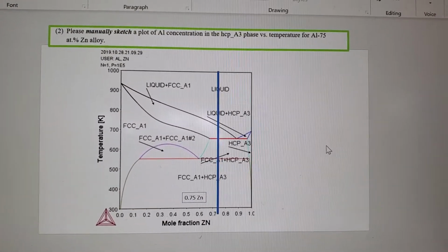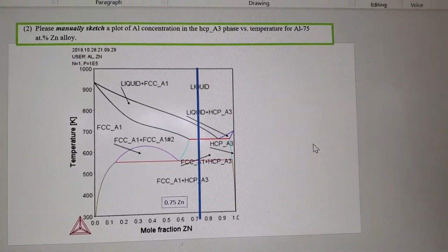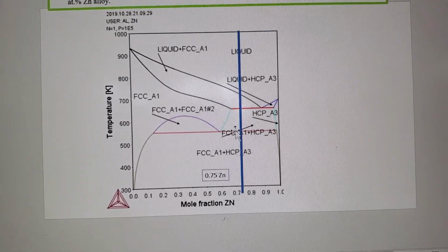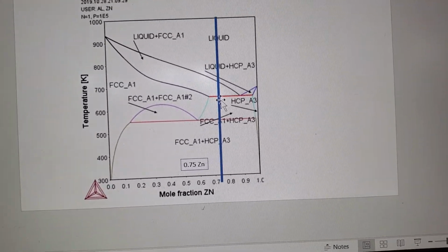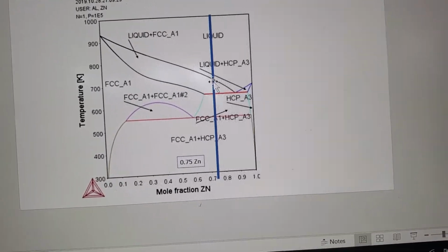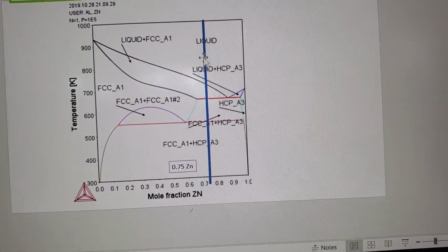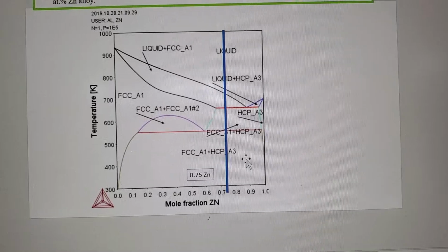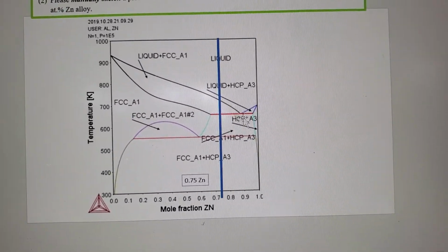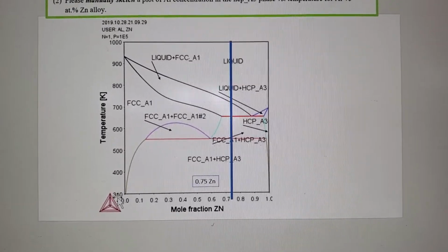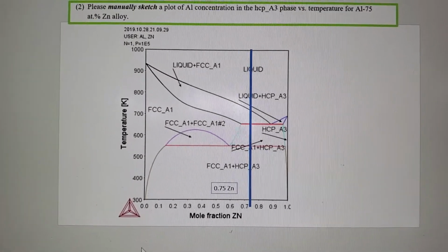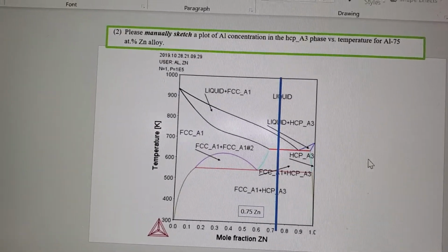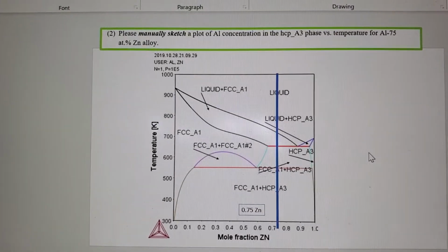So what we're going to do is look at the regions where HCP-A3 exists along this line. So it goes from 300 to 550 here, 550 to 650, and above 650 is the liquid plus FCC-A1 phase, then the liquid phase. So the range of temperature we're going to use is 300 to 650 because that's where it's present. And it's also present below 300. It's just that this line extends. So I'm just going to do the values for 300 to 650, but it would be the same starting at 0 as well.